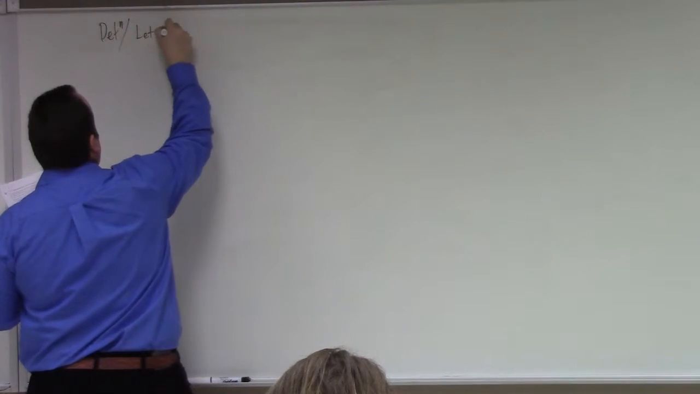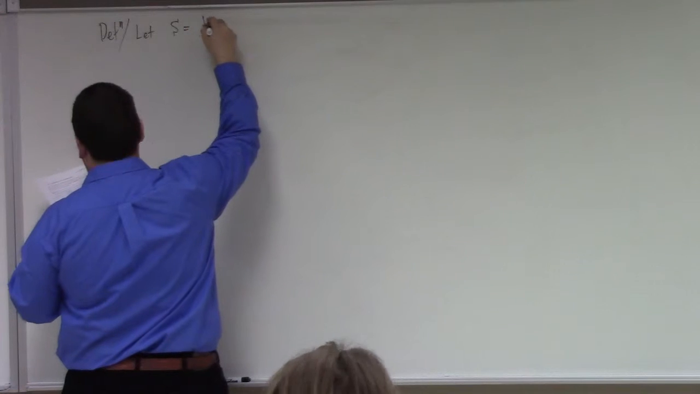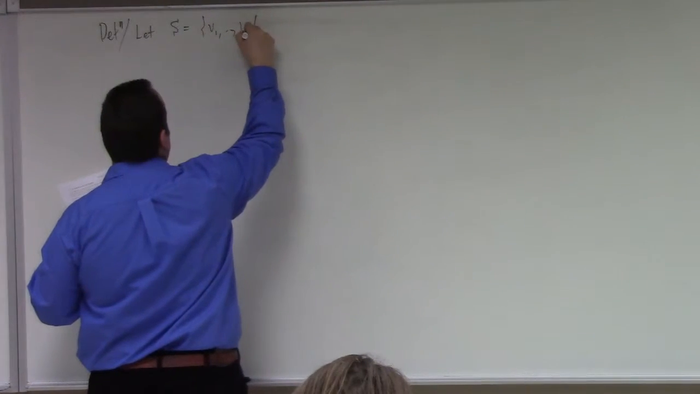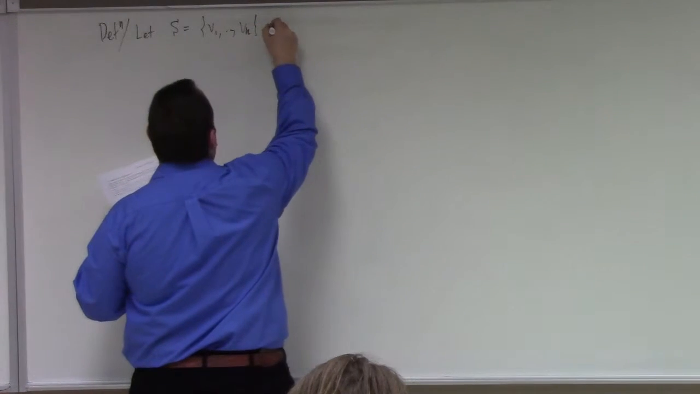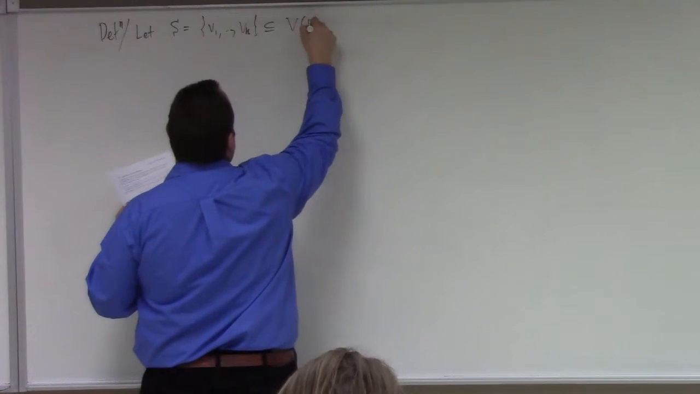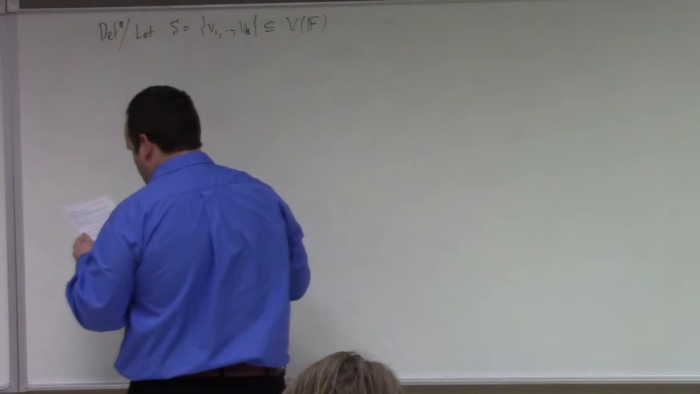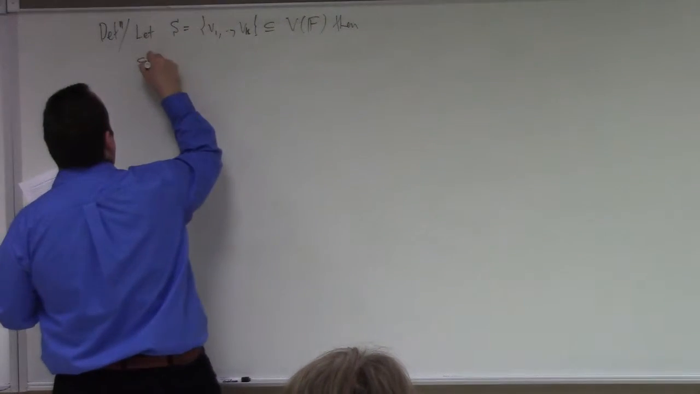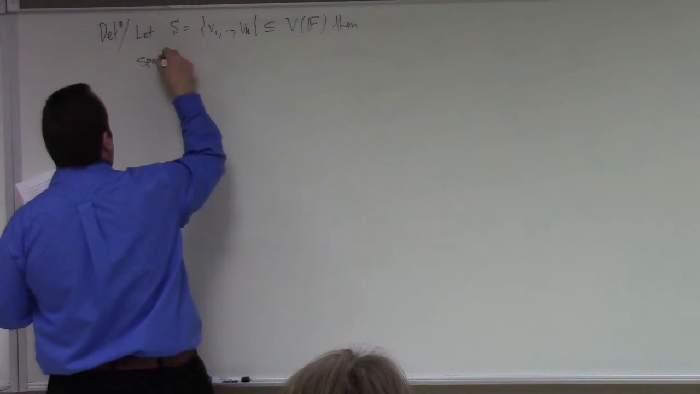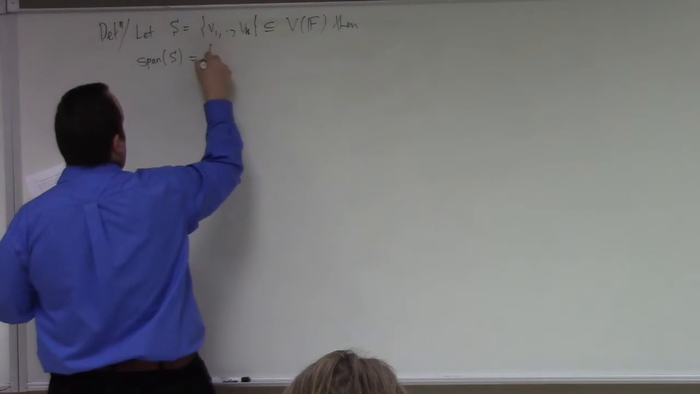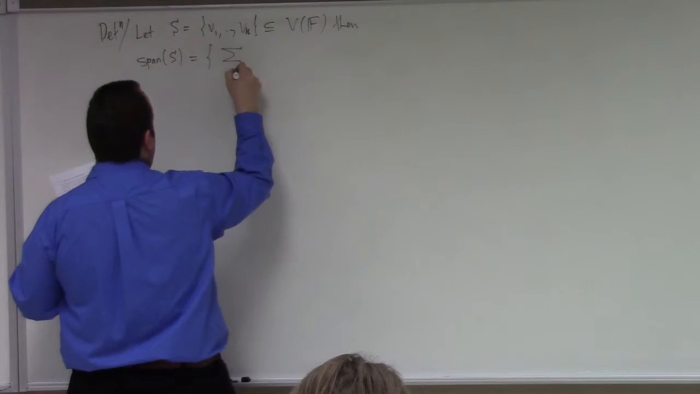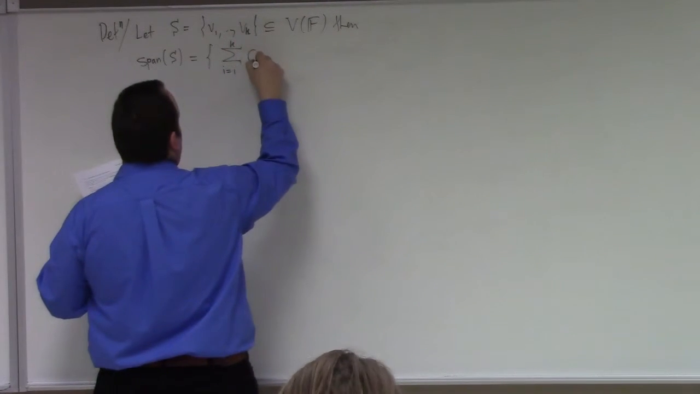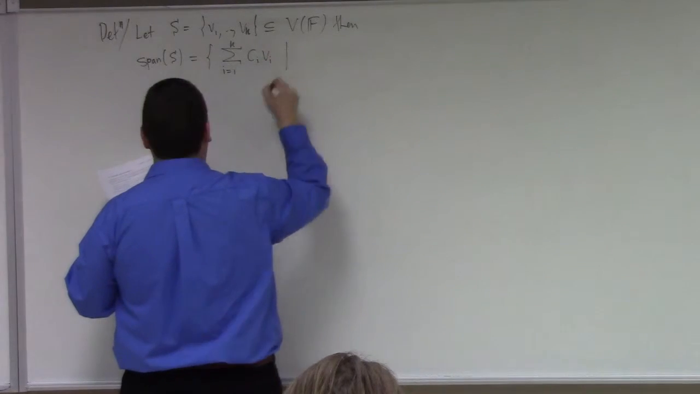Let S equal to, say, v1 through vk, some subset of vectors over a vector space with field F. Then span S is what? How do we define span S? It's the sum, right? i equals 1 to k of ci vi such that what?